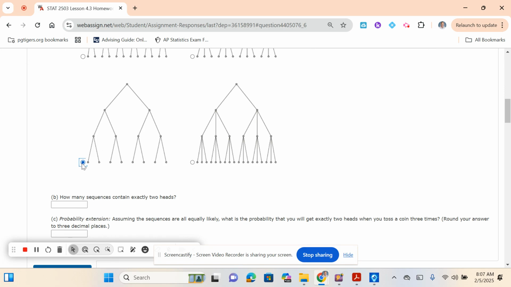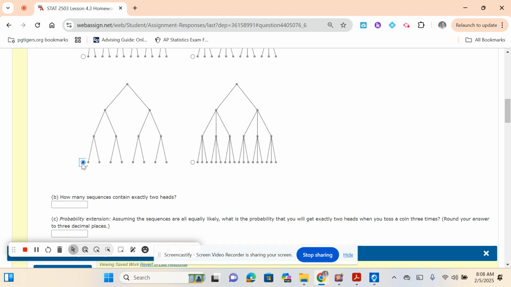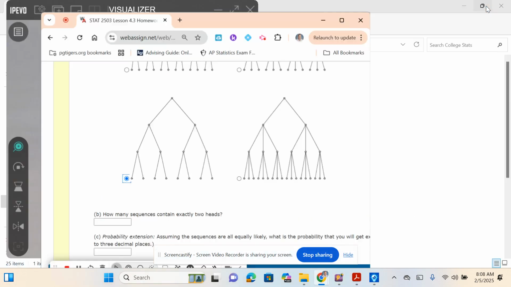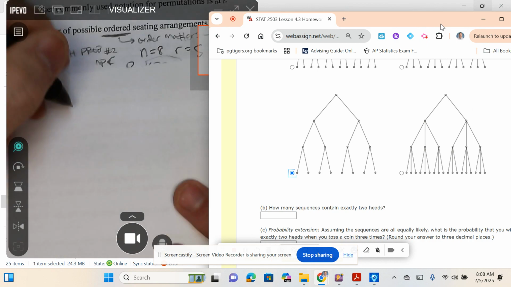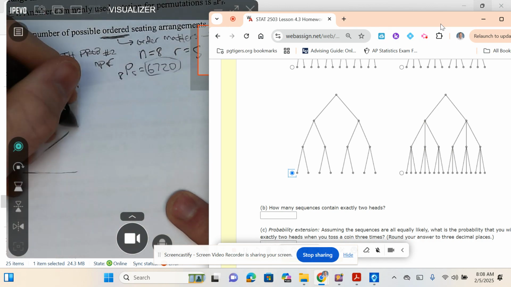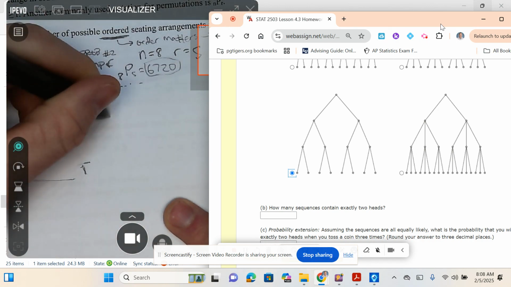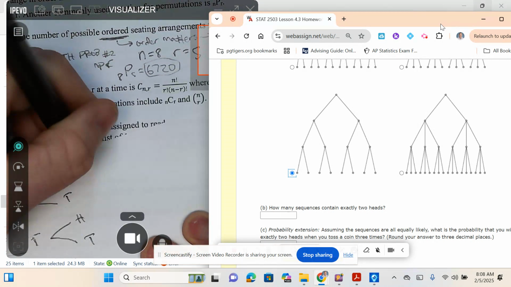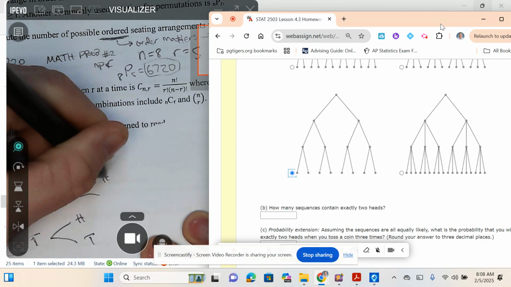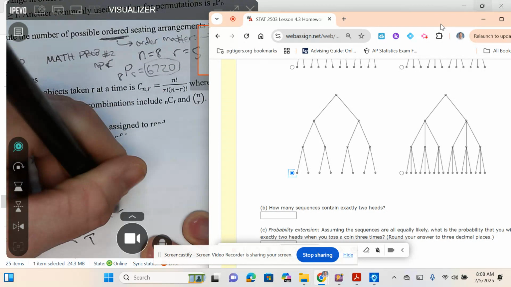Okay. Now, it might be good for me to draw this out a little bit to talk about the sequences. So I'm going to write this out here to better explain this. So I could have, I'm going to do it this way. So heads, tails, heads, tails, heads, tails, and then heads, tails, heads, tails, heads, tails, and then heads, tails.